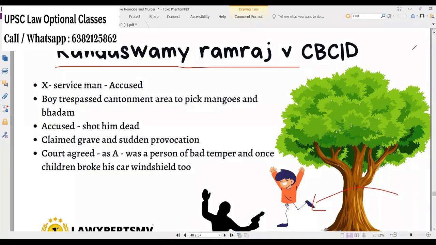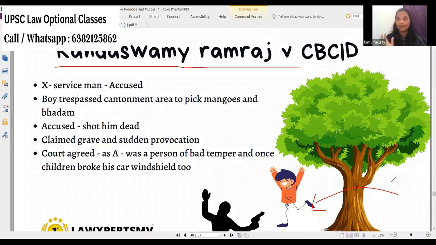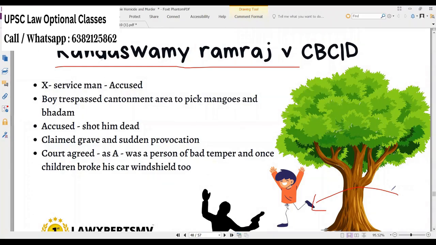Yeah, tell me, ma'am. Ma'am, was it the same group of children that had previously attacked something like this? See, I have no idea about that, but the court gave a justification that these children were usually coming in and trespassing. So he was infuriated. Given his nature, it was a grave and sudden provocation. That's what they have squarely written in 2 paragraphs and concluded. I'll put the judgment too. Okay. Ma'am? Yes, sir.